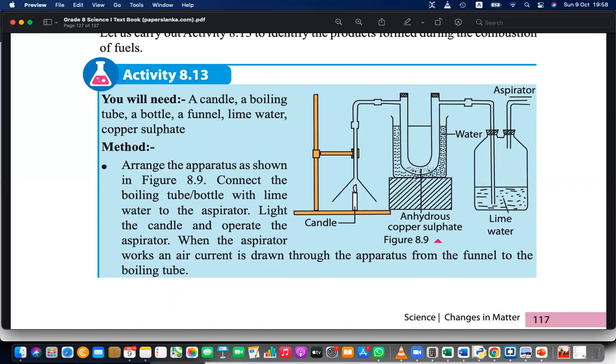Since there is no water, its color is white. Sorry, not blue. The color is white because it is anhydrous copper sulfate. And then you can see lime water here. Lime water is colorless. Right? Then here a candle is lit now.